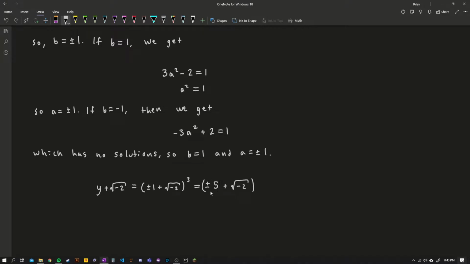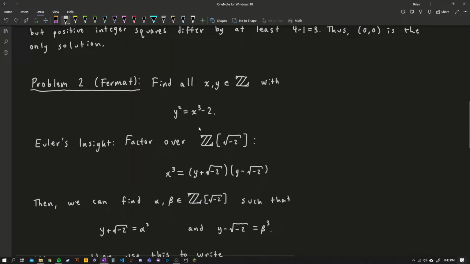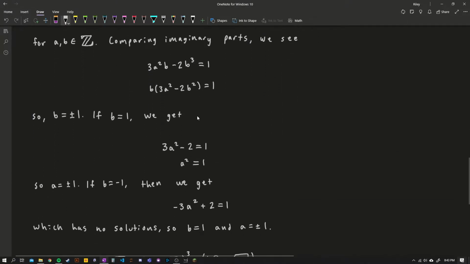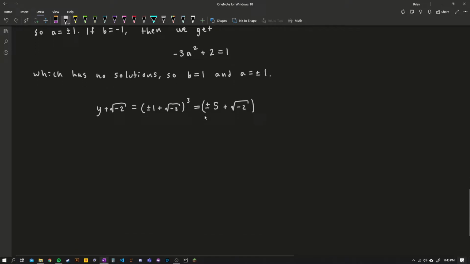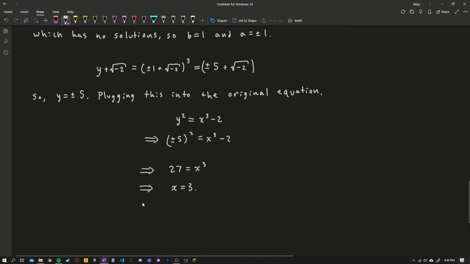And here we can see that y has to be equal to plus or minus 5. And then if we plug that back into the very original equation right here, then we will be able to deduce that x equals 3, like so. And now we can conclude that the solutions to this equation in the integers are x equals 3 and y equals plus or minus 5.